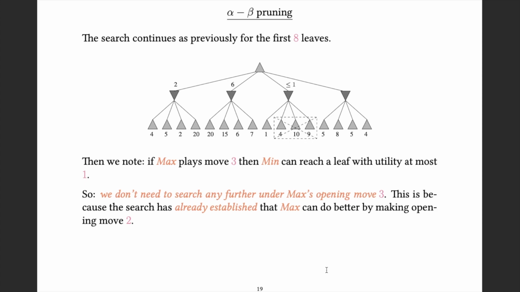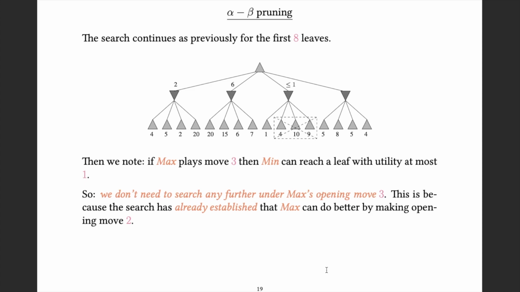Now the interesting thing is what happens at the next part of that process. So now we come down the third subtree that gives us 4 possibilities for what min can play, having values 1, 4, 10 and 9. And here's the critical observation. At this point we see a 1.